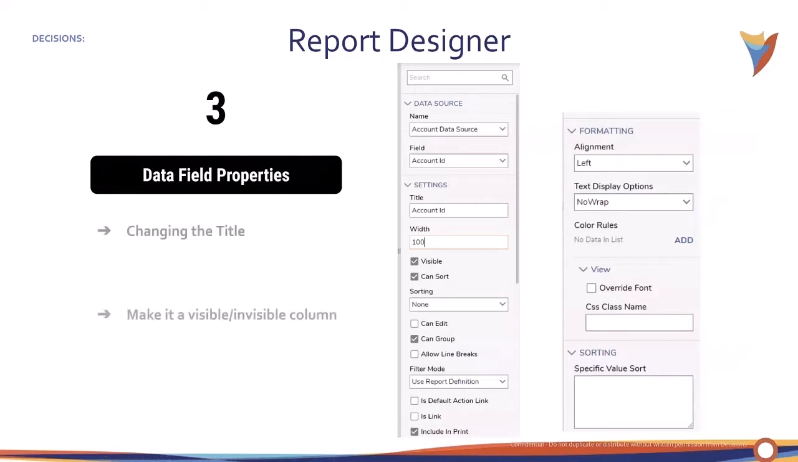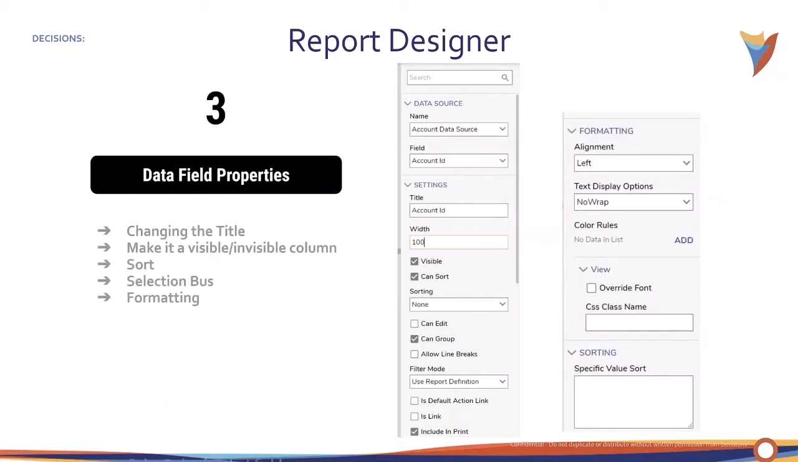For each column that we add in our report, we get this property panel in Decisions. This allows us to configure that particular column in terms of whether we want to show or hide it. We can also sort it, group it, change the names of the columns, and other things.